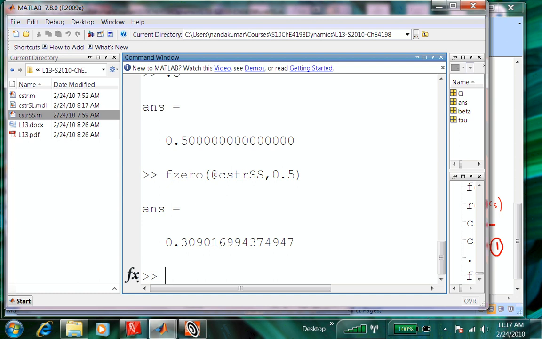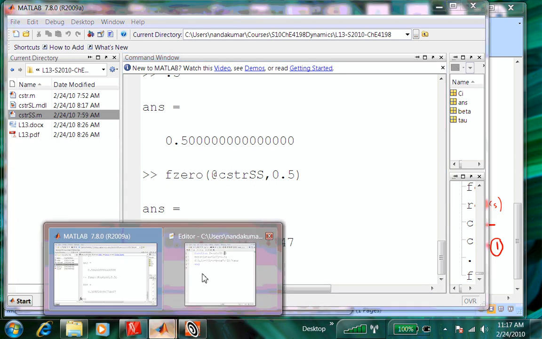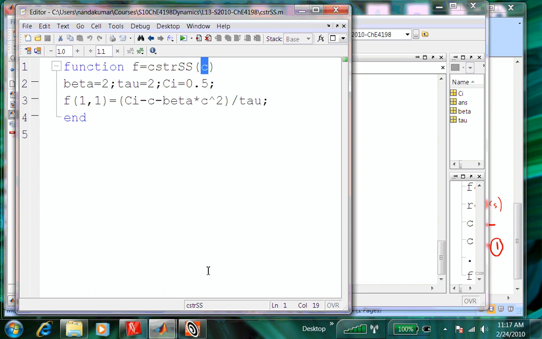So that is the solution. You started with 0.5 as the initial guess, and it gives you the solution as 0.3090. Which one? The CSTR function, what does the function do? Or what is the value in here?